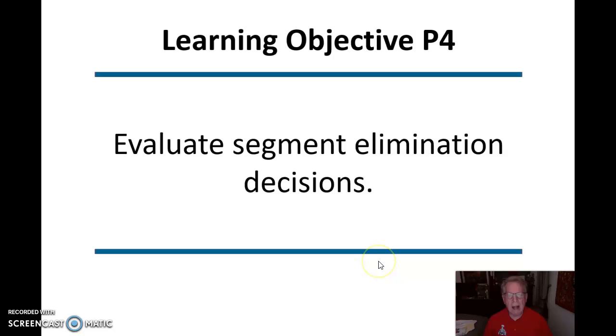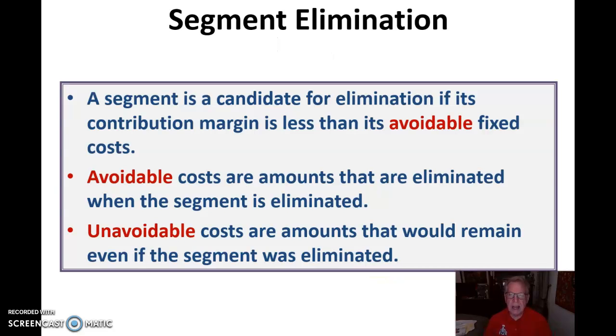All right, evaluate segment elimination decisions. In this case, this is surprisingly difficult for many managers to grasp. It's really quite simple in my mind. I've done it a million times.